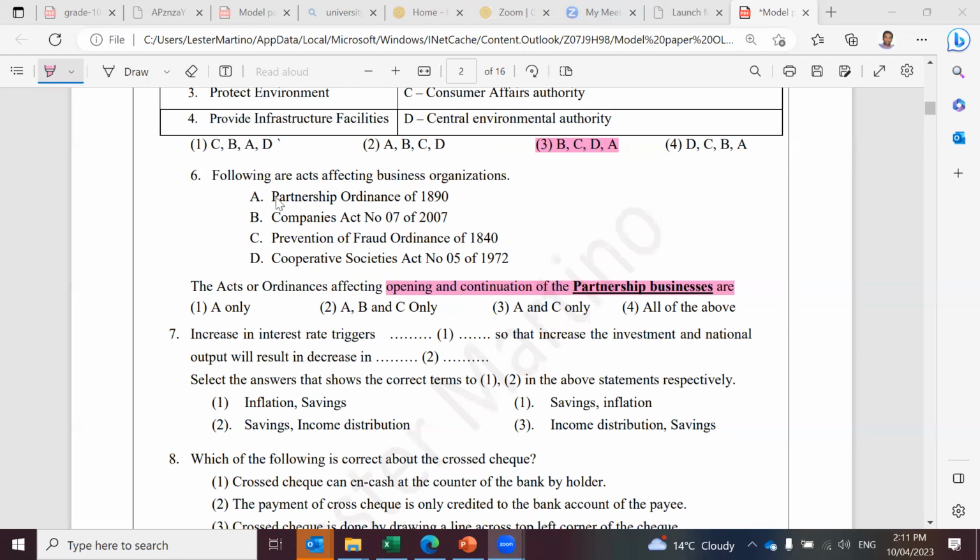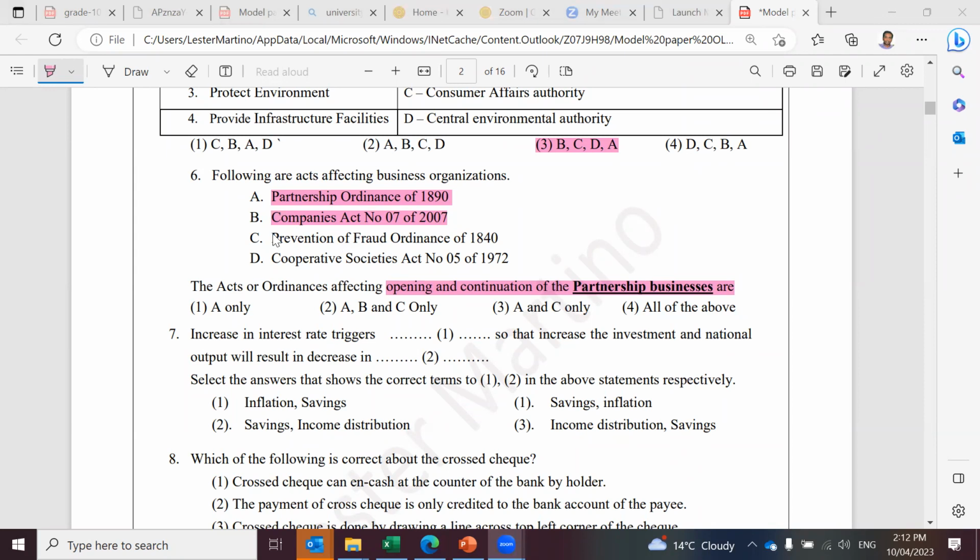Partnership Ordinance 1890, yes. So if you don't have any written agreement, you need to refer to the Partnership Ordinance. Companies Act number 7 of 2007, yes. The maximum number of partners in a partnership is prescribed in Companies Act number 7 of 2007.